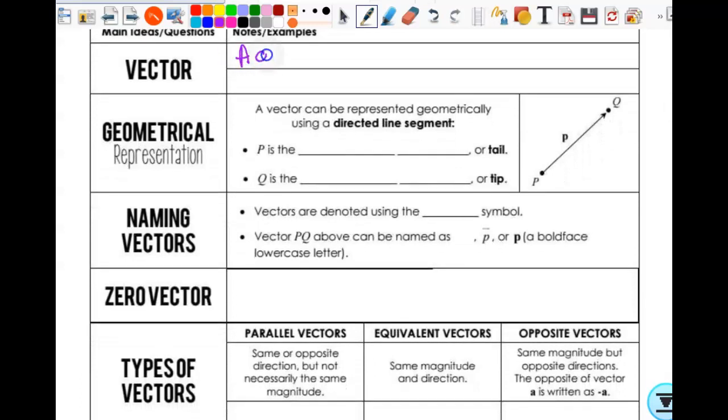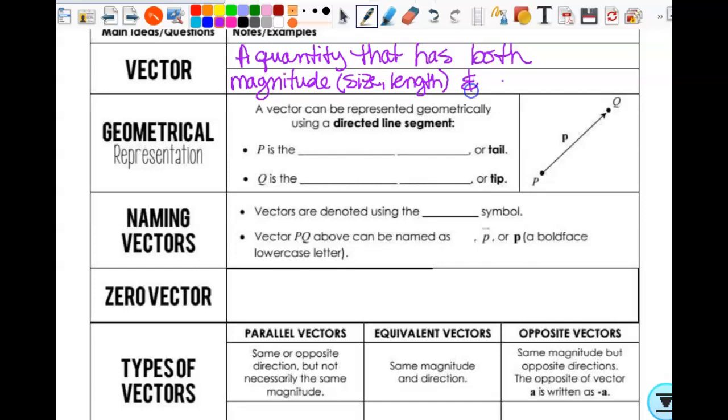So a vector is a quantity that has both magnitude, which could be size or length or distance, and direction. So a quantity that has both magnitude and direction. A lot of times in physics, you're looking at it as distance and direction because it has something to do with your velocity and acceleration, all that kind of stuff.